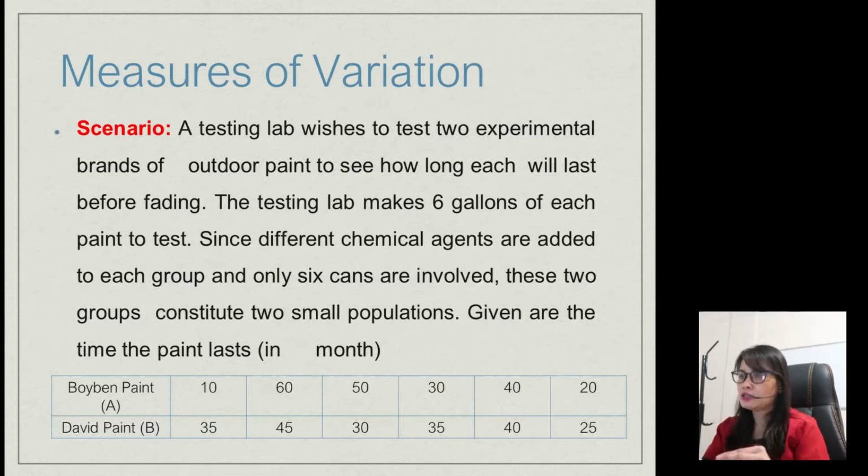David Paint, so these are the number of months that the paint lasts: 35 months, 45 months, 30 months, 35 months, 40 months, and then 25 months. Without computing, just try to analyze the table. What can you say about the spread of the data to each other? Compare the first paint, Boy Band Paint, and then David Paint. What have you noticed in terms of their spread of data? Are they too far? Are they too close? Try to examine.